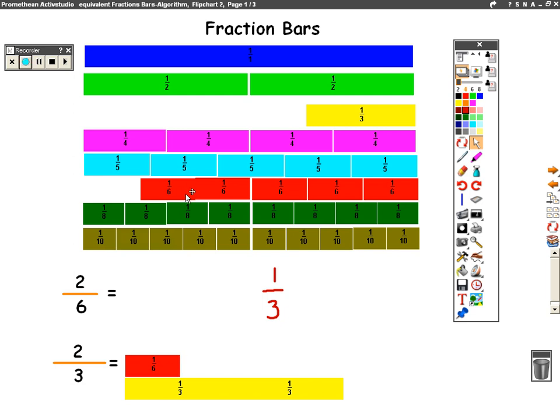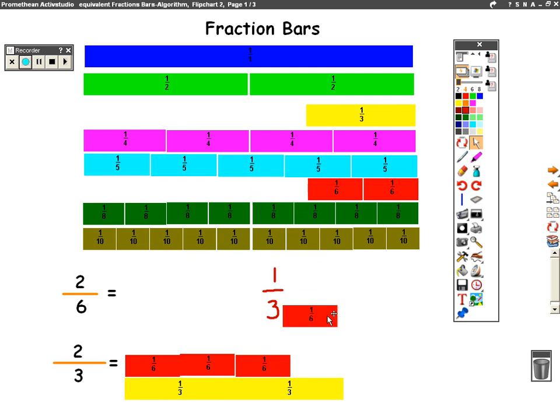That's 1/6, 2/6, 3/6, 4/6. So 4/6 equals 2/3. I'm going to record that.